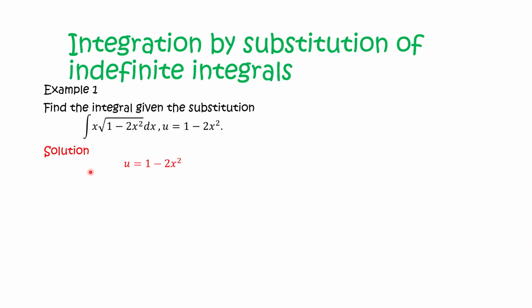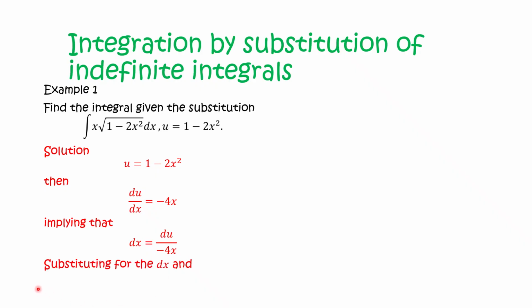Since we are given u to be equal to 1 minus 2x squared, we move on to differentiate the u with respect to the old variable x so that we get du over dx is equal to minus 4x. And with that, we would need to make dx be the subject of the formula so that we get du over minus 4x being our dx.